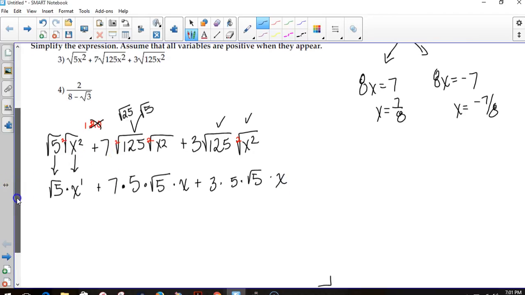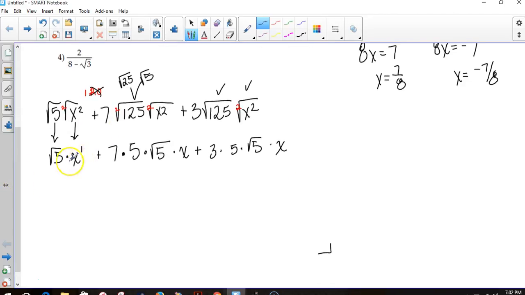Now I'll say outside with outside and inside with inside. So this just has an outside and an inside. So how about x times the square root of 5? This will be 35 because 7 and 5 are both on the outside.